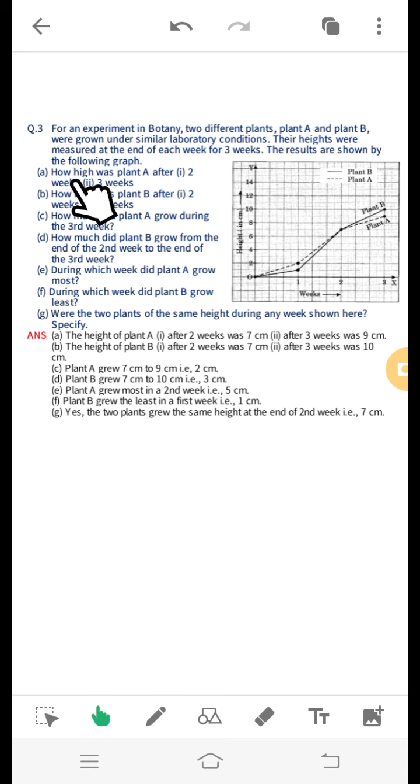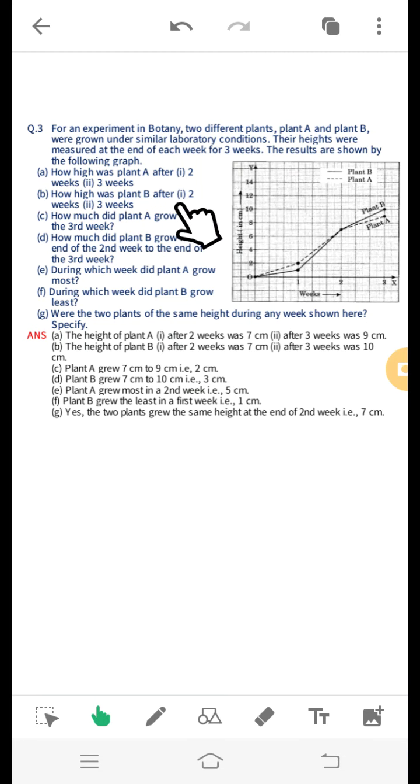First question, how high was plant A after 2 weeks and after 3 weeks? Plant A means we have to check the dotted line graph. After 2 weeks, the dotted line shows 7 centimeter. After 3 weeks, check the dotted line, it's 9 centimeter. So the height of plant A after 2 weeks was 7 centimeter, after 3 weeks was 9 centimeter.